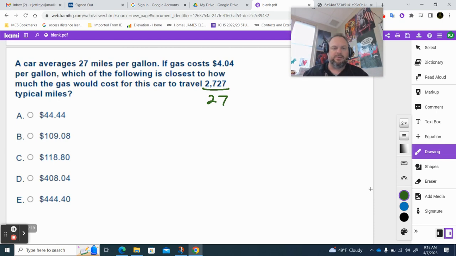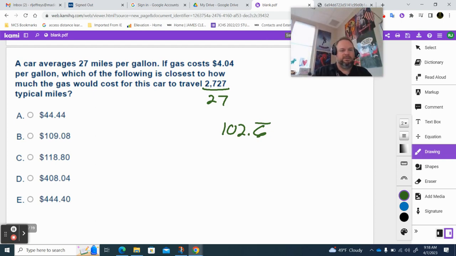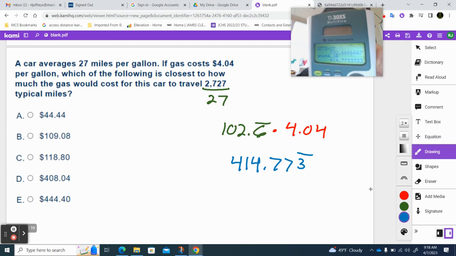All right. So we get this awesome repeating decimal. Okay. Well, we're just going to take that and multiply it by 4.04. Okay. So just hit times 4.04. All right. What is the closest? Well, this gives us 414.773 repeating. Okay.